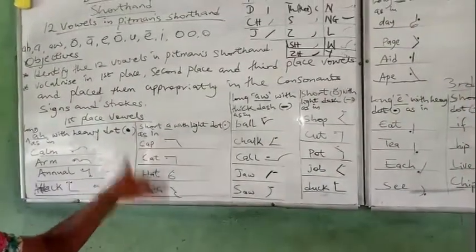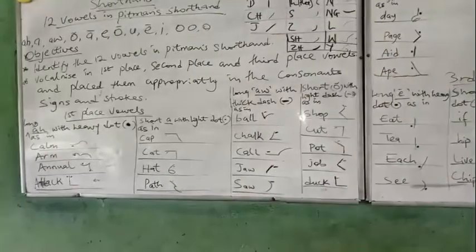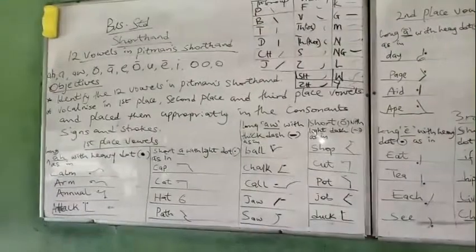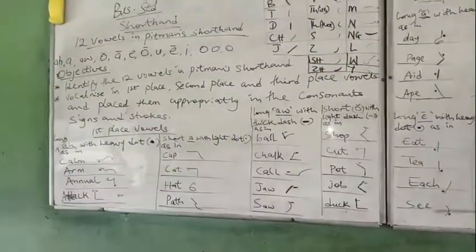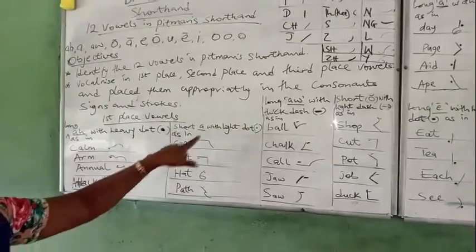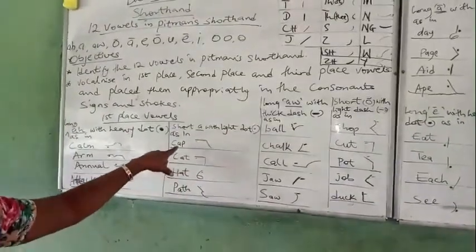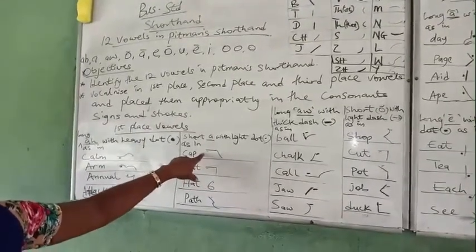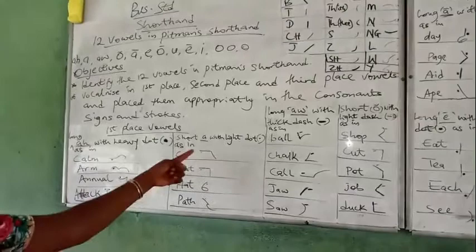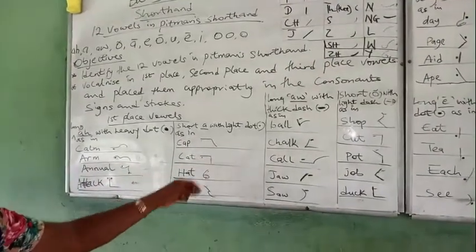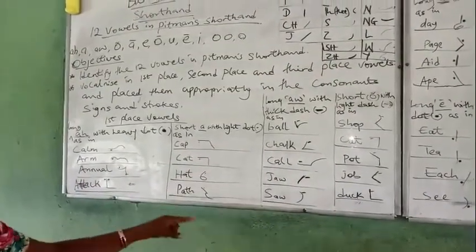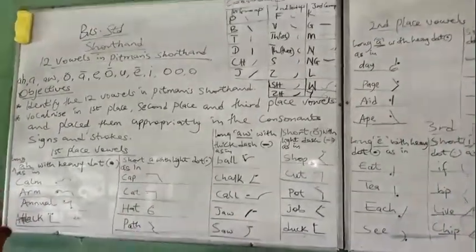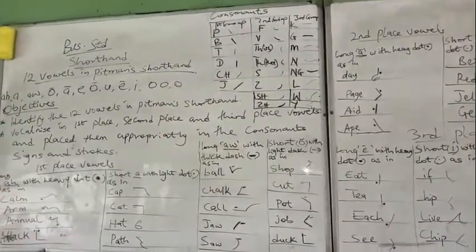Then let's go to the short A. I will give you the ones you will do in your shorthand exercise book at the end. Let's go to short A, which you use light dot, as in car. You see the dot at the beginning, and the dot did not touch the line, and they will use light dot. Car, cat, hat, pat. Check the signs and strokes you will see it from the consonant.